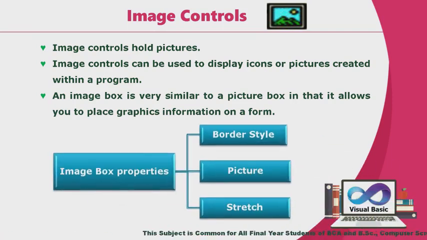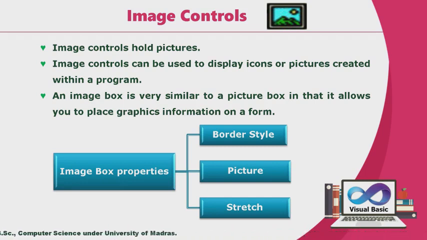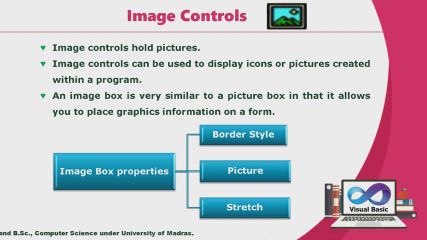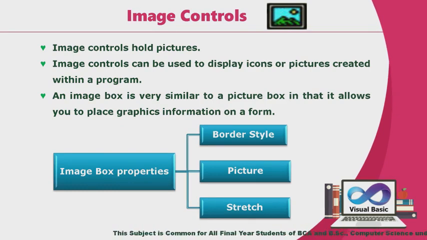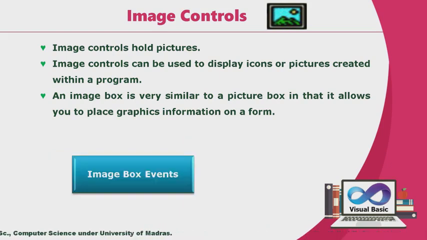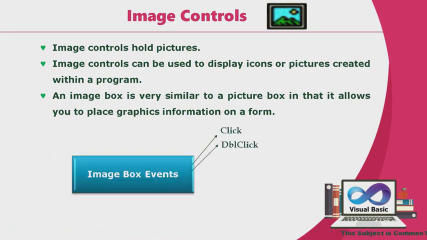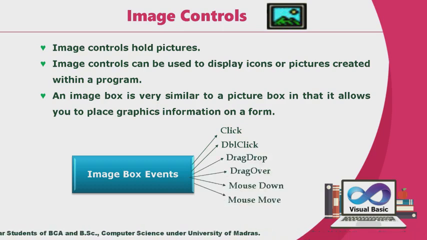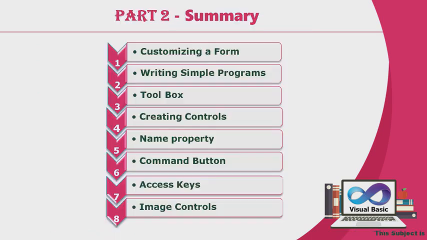The image control has two possible settings: 0 for no border and 1 for fixed border. The Picture property establishes the graphic to display in the image box. Stretch property: if it is false, the image box resizes itself to the graphic. If it is true, the graphic resizes to fit the control area. Image box events are click, double click, drag drop, drag over, mouse down, mouse move, mouse up, etc.